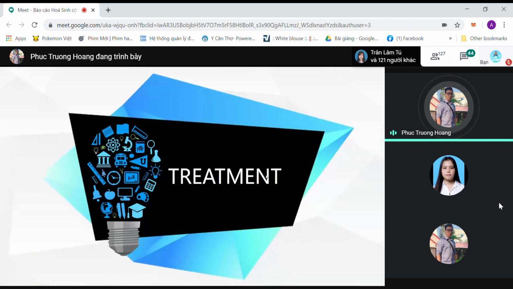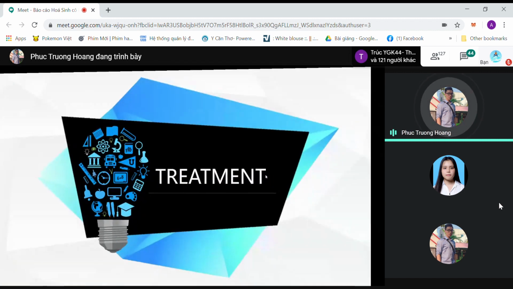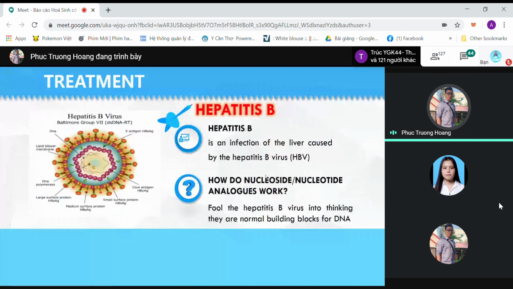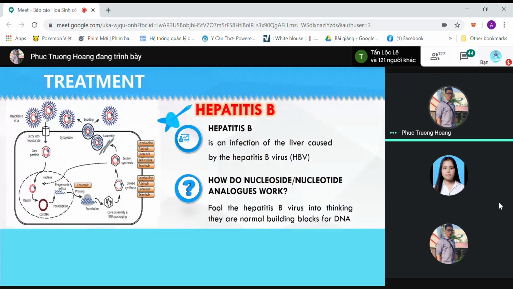We move into treatment. The first target in treatment is hepatitis B virus. This is the structure of the virus that we have learned in microbiology. This virus will affect the liver cells, as you can see here, and it will go through a lot of steps to create its new generation and also damage the liver cell.